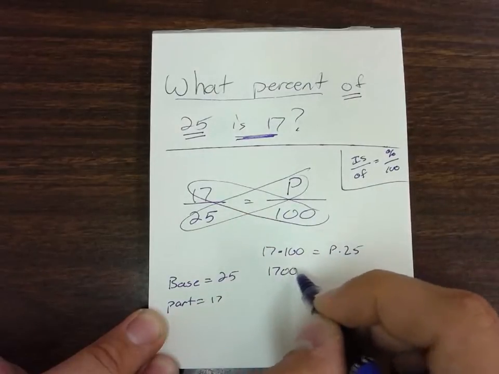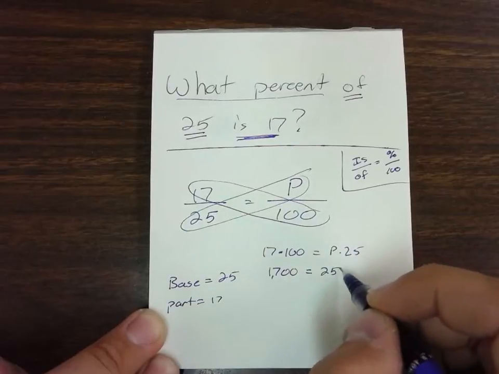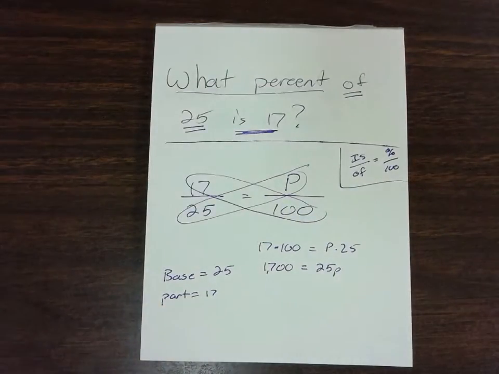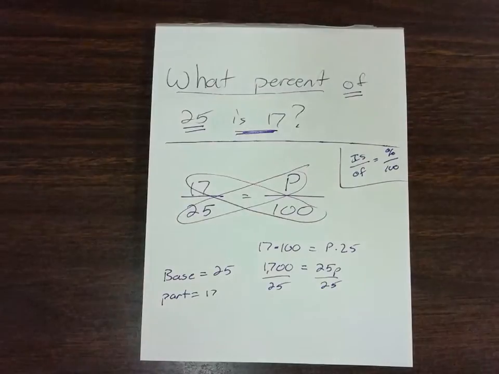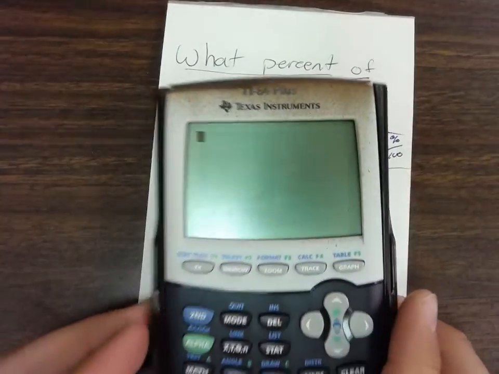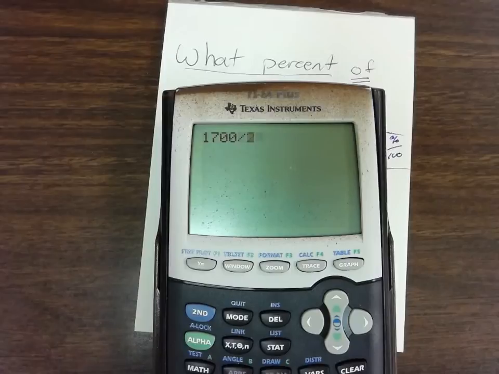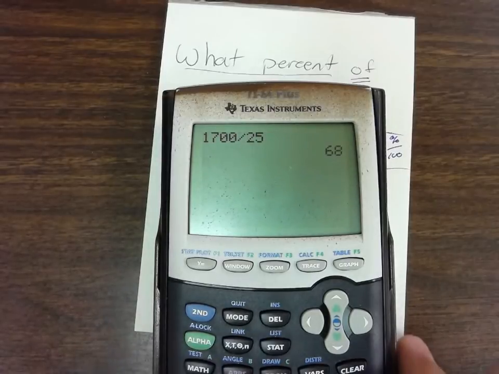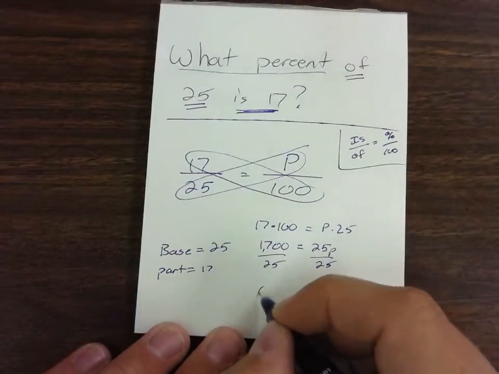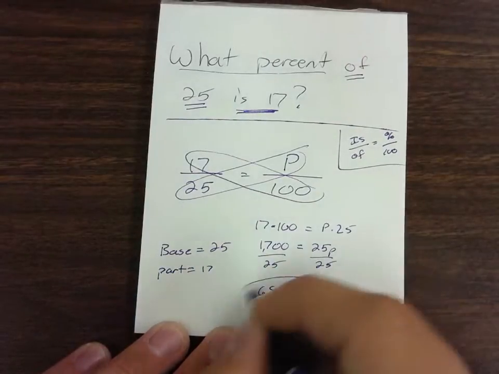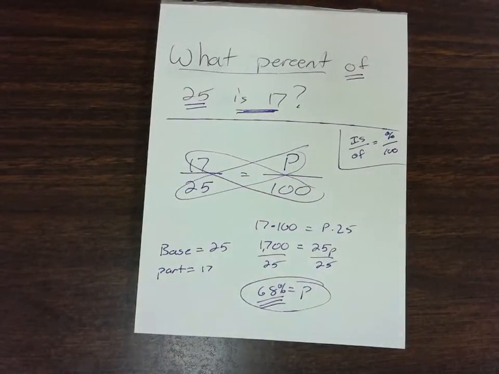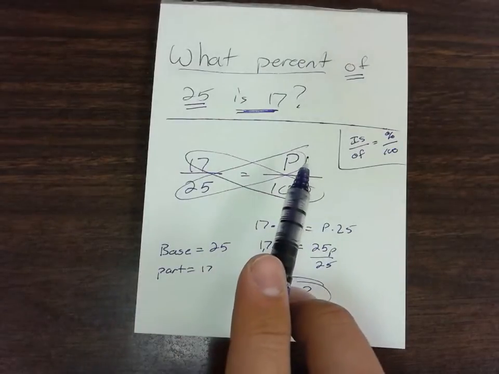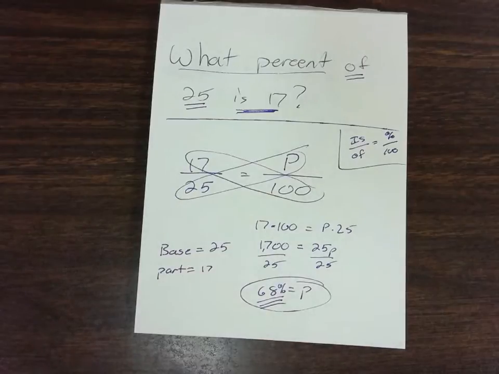So 1700 equals 25P. Okay, so I need to divide both sides by 25. Just grab a calculator for that. There's no reason that we have to do this by hand. Divide 1700 by 25, and it's 68. Just remember that that's a percent. Okay, that's important. So 17 is 68% of 25. Let's do some more.